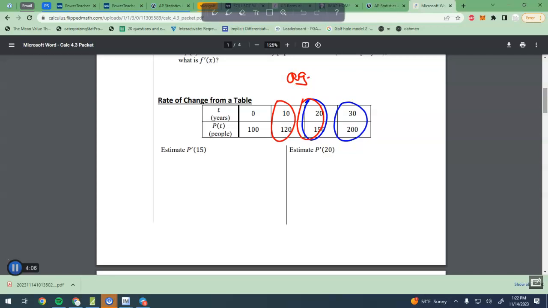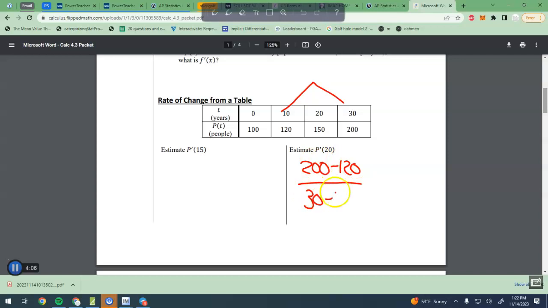I think it's easiest because it works every time. Just use the points on either side. So 200 minus 120 over 30 minus 10. So that would be 80 over 20 or 4. And what's the label there? People per year. So the original is people, and they're asking prime.